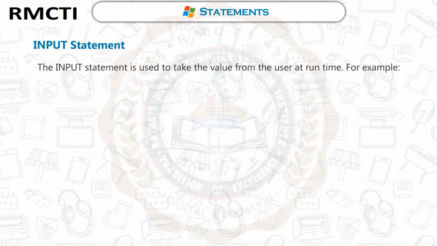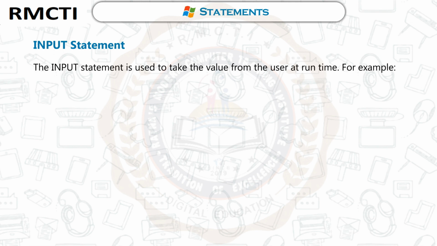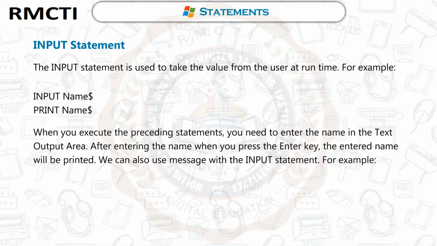Input statement. The input statement is used to take the value from the user at runtime. For example, input name$, print name$. When you execute the preceding statements, you need to enter the name in the text output area. After entering the name, when you press the enter key, the entered name will be printed. We can also use a message with the input statement. For example, input enter first number, comma, num1.